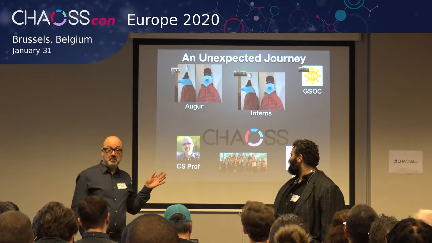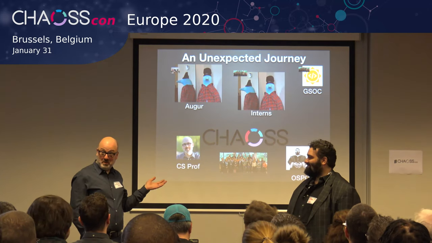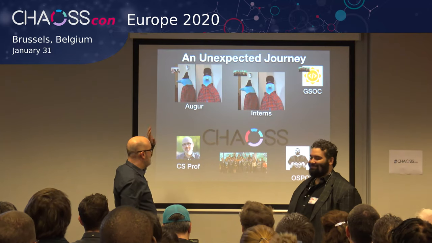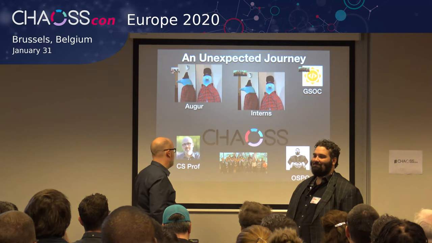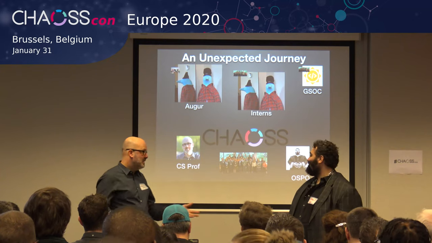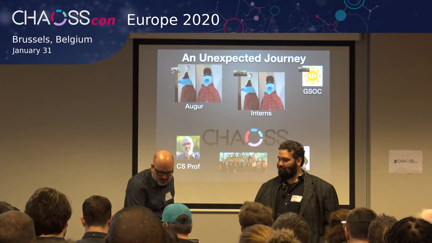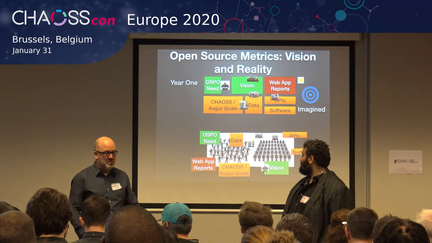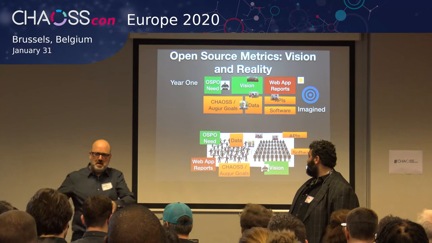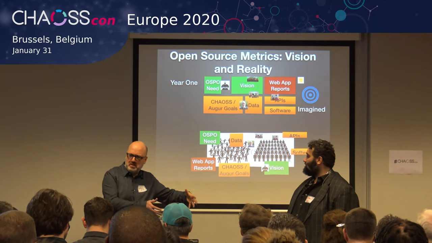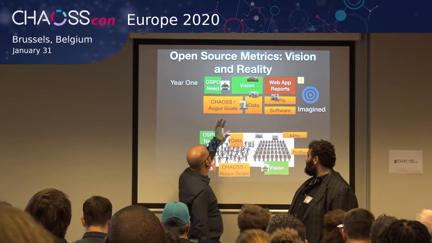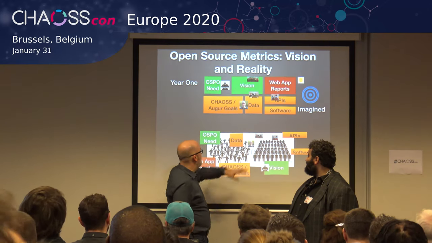I didn't want to put pictures of interns or my students up there without permission, so these are penguins. So we had Augur interns, penguins, Google Summer of Code students, myself, Remy, the chaos community, kind of all jamming together to make this happen. And we had kind of an open source metrics vision for how we were going to do this, where Augur would produce these metrics, and then Twitter would show the metrics on the Augur pages, and everything would work great. And it was nicely outlined from data to the need to the nice web reports.